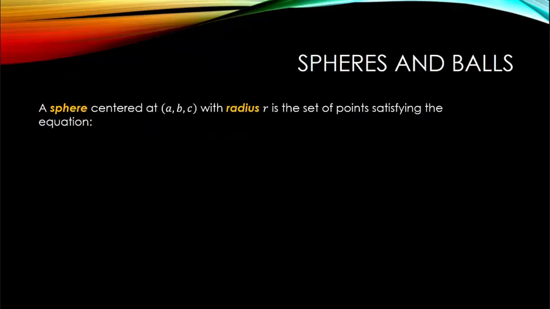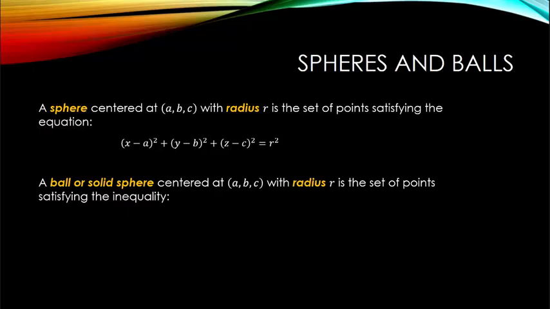A sphere that is centered at (a, b, c) with radius r is a set of points that satisfy the equation given by (x minus a) squared plus (y minus b) squared plus (z minus c) squared is equal to r squared. A ball or solid sphere that is centered at (a, b, c) with a radius of r is a set of points that satisfy the inequality given by (x minus a) squared plus (y minus b) squared plus (z minus c) squared is less than or equal to r squared.